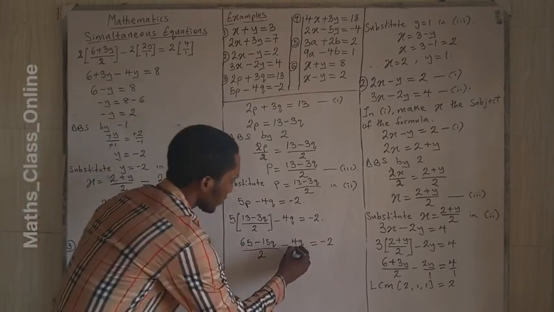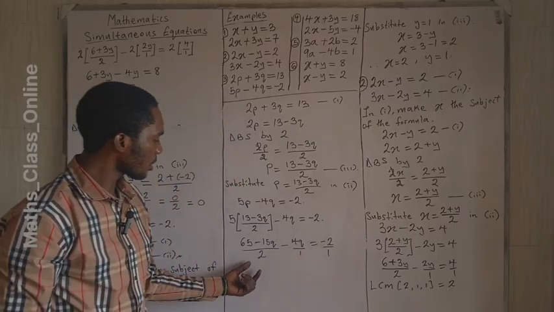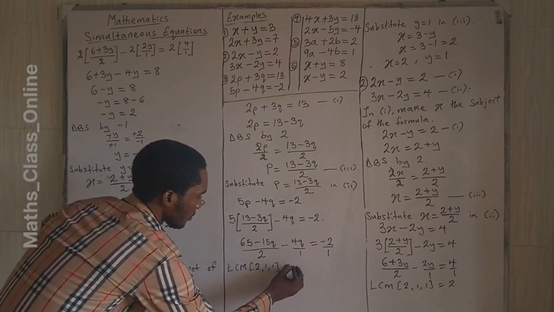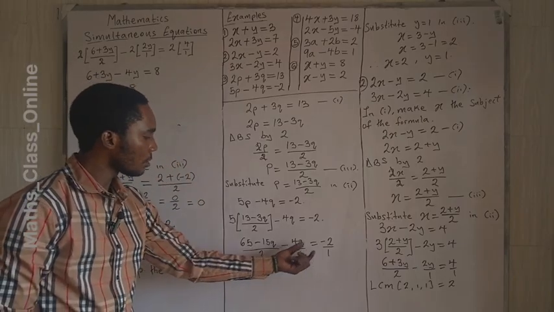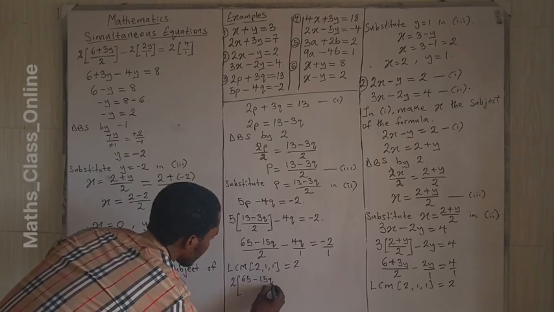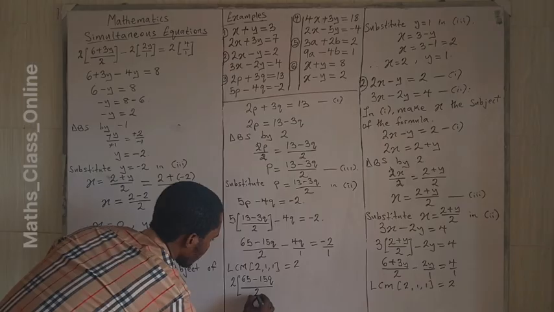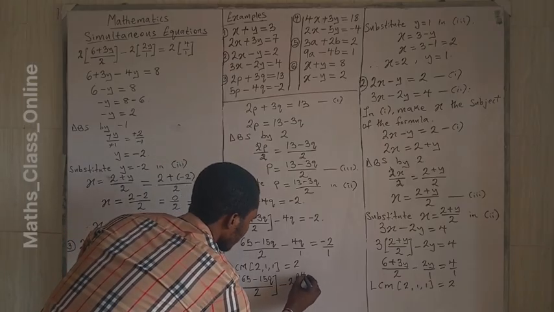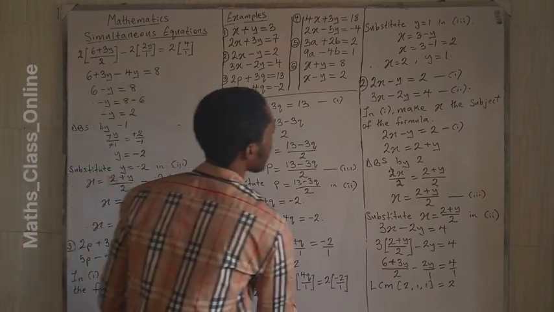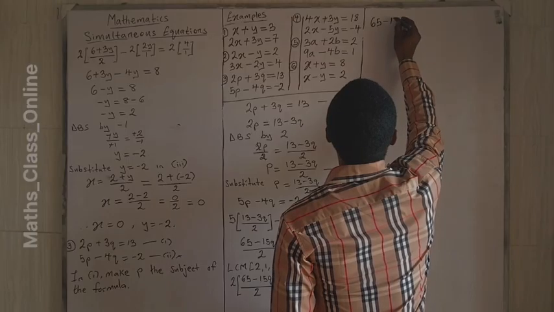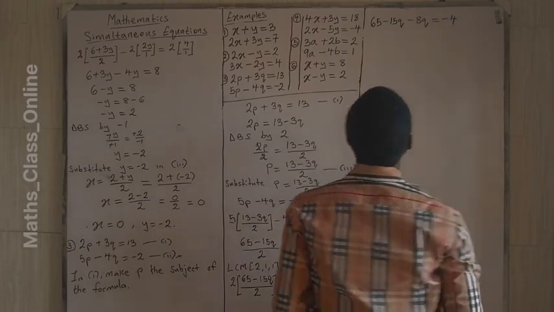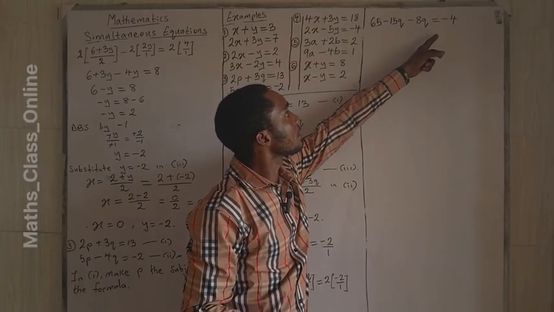This is a fraction, so write it as a fraction. This will be over 1, and this will also be over 1. Now, what is the LCM of 2, 1, 1? The LCM is 2. The next thing is to multiply each fraction by the LCM, which is 2. Now we have 65 minus 15q minus 8q is equal to minus 4.